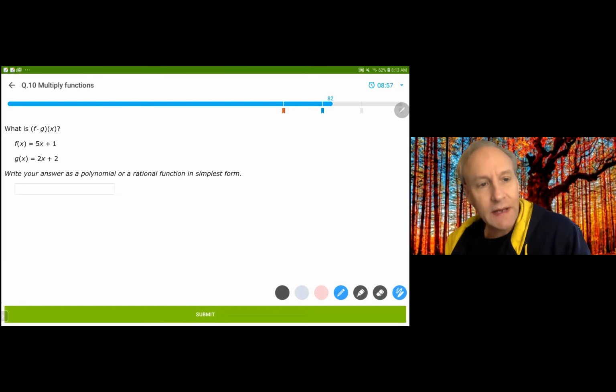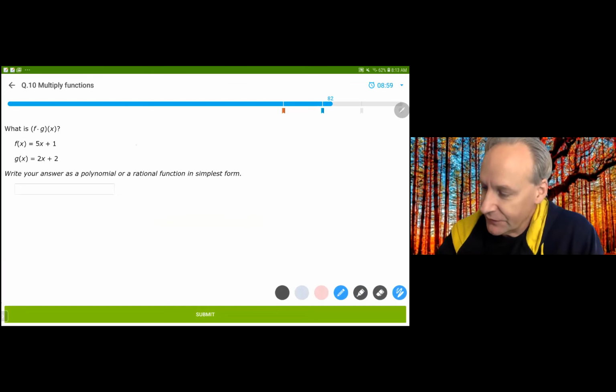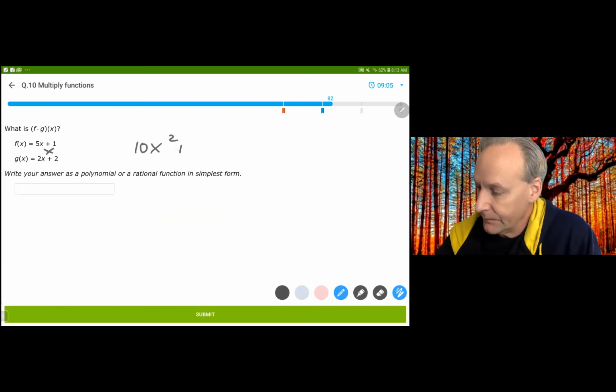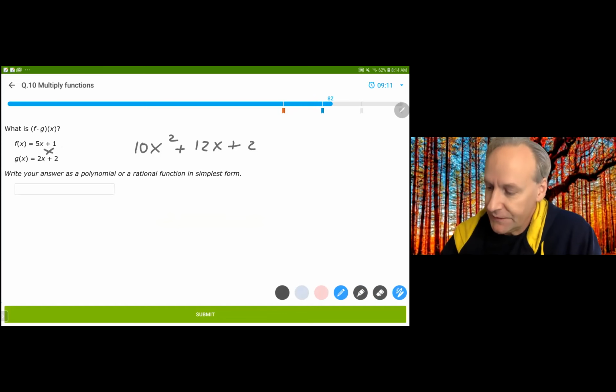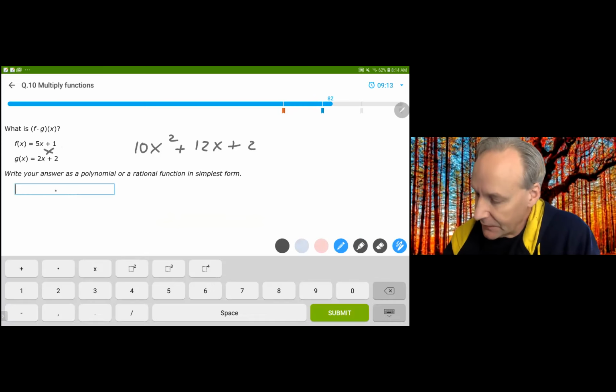Can you do it in your head? Well, let's see. I have my first terms, which is 10x squared. Now my middle terms are going to be 2x and 10x, which is going to be 12x, isn't it? And then my last terms is plus 2. Did you see what I did there? Try it yourself. 10x squared plus 12x plus 2.